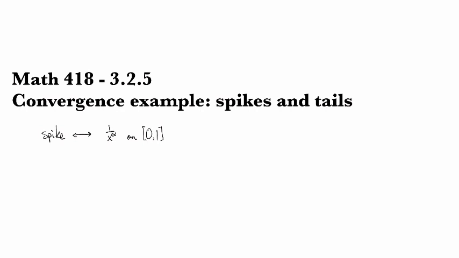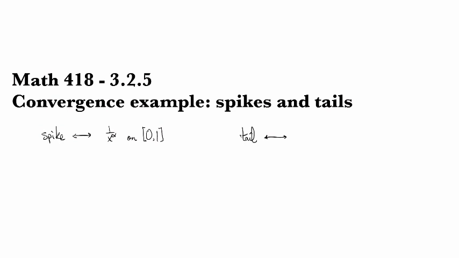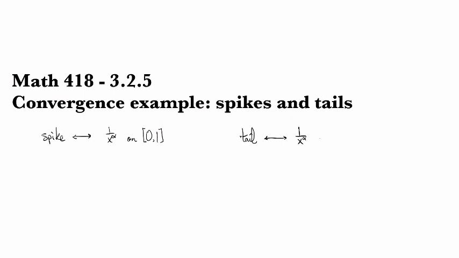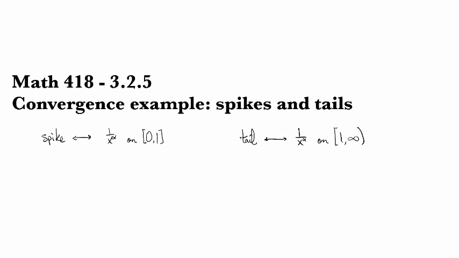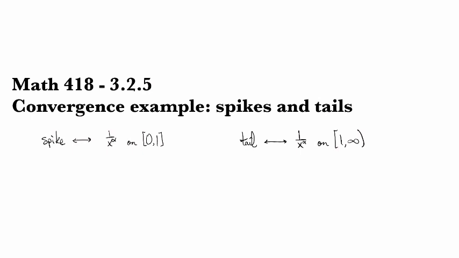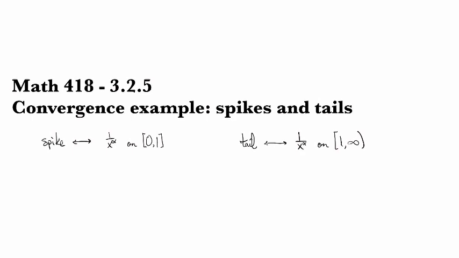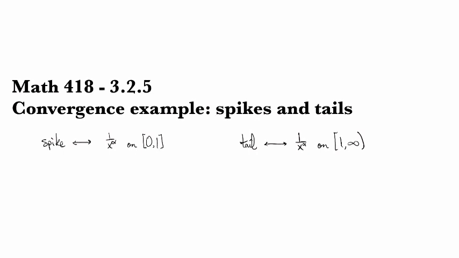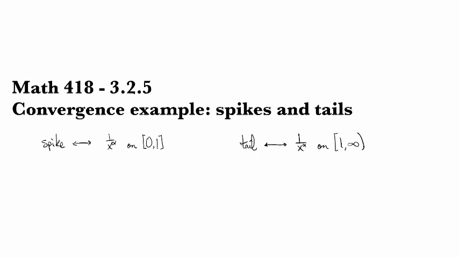And by a tail, consider looking at some example of a function like 1 over x to the alpha on a domain like 1 to infinity. So these are classic ways to look for something that might converge or diverge depending on what particular alpha you chose. And we know, for example, that alpha equal 1 is the cutoff point for where integrals of this type converge or diverge.